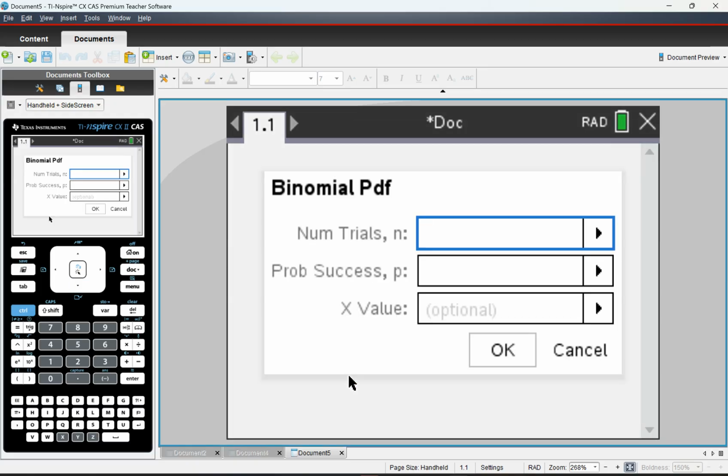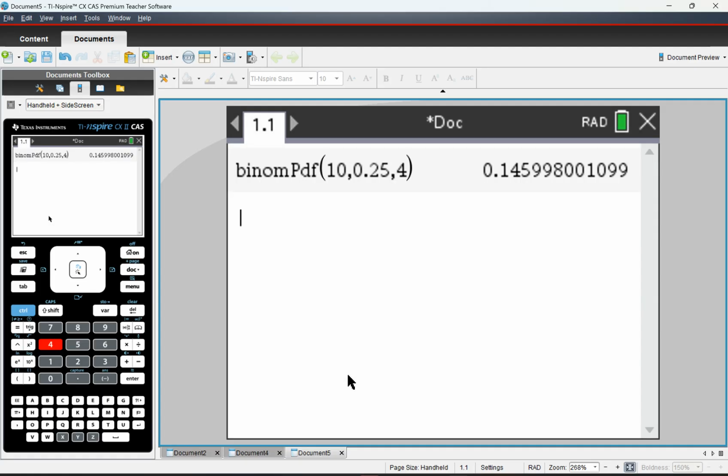Why? Because they said exactly 4 times. They didn't say more or they didn't say less. Number of trials, we have 10. So there are 10 games. What's the probability of winning a game? 0.25. How many games do I want to win? I want 4 games. Press OK. And that's my chances.